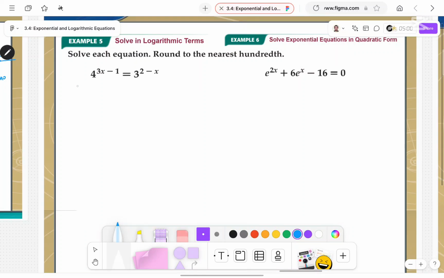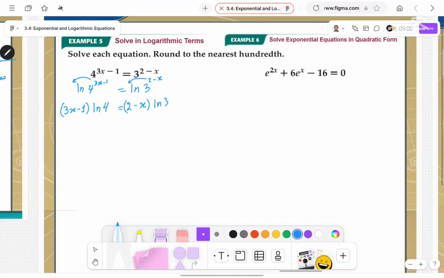So now let's take ln on both sides. ln of 4 to the power of 3x minus 1 equals ln of 3 to the power of 2 minus x. Now I can use the power property to take the power down. So I can take this one here, so it becomes now (3x minus 1), all of that multiplied by ln 4, equals, same thing with this one here, (2 minus x), all of that multiplied by ln 3.